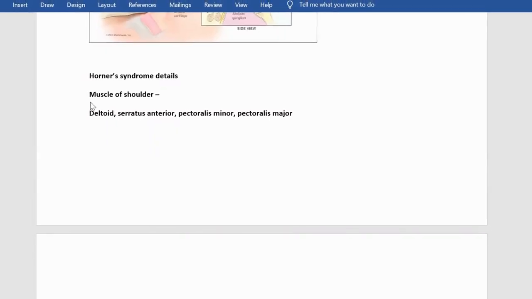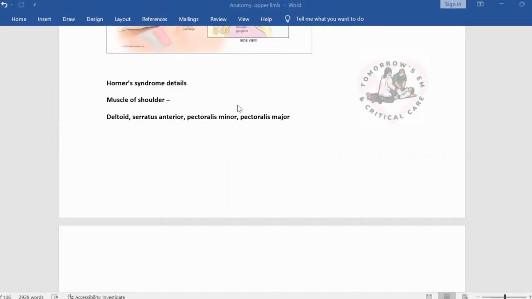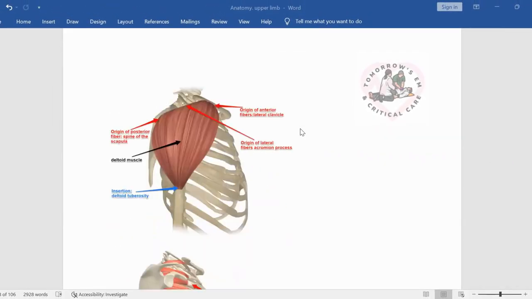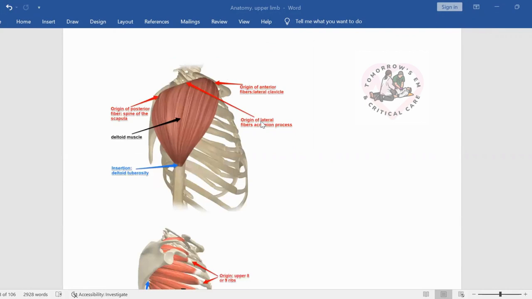Here we will discuss deltoid, serratus, pectoralis minor and major. Look at this figure first. What are these muscles? Deltoid. This is a fan-like muscle, and it is a multipennate muscle. There are three fibers: anterior, lateral and posterior fibers.